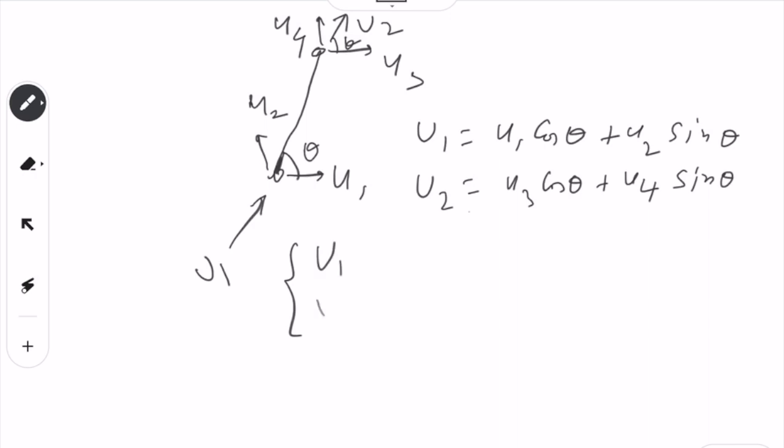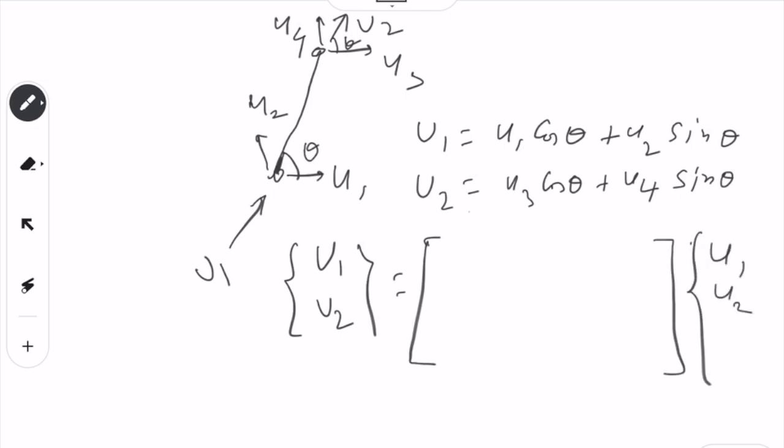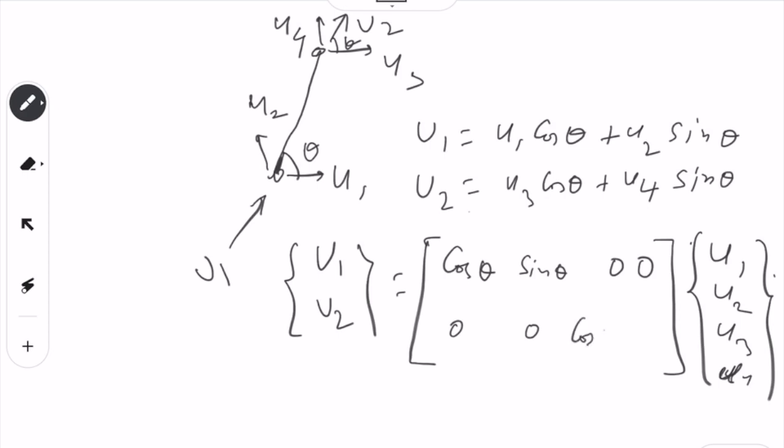Probably we have done this earlier also, but repeating it. So here we will have one matrix, and we are going to multiply it with u1, u2, u3, and u4. Then we have cos theta, sin theta, 0, 0, and then we have 0, 0, cos theta and sin theta.